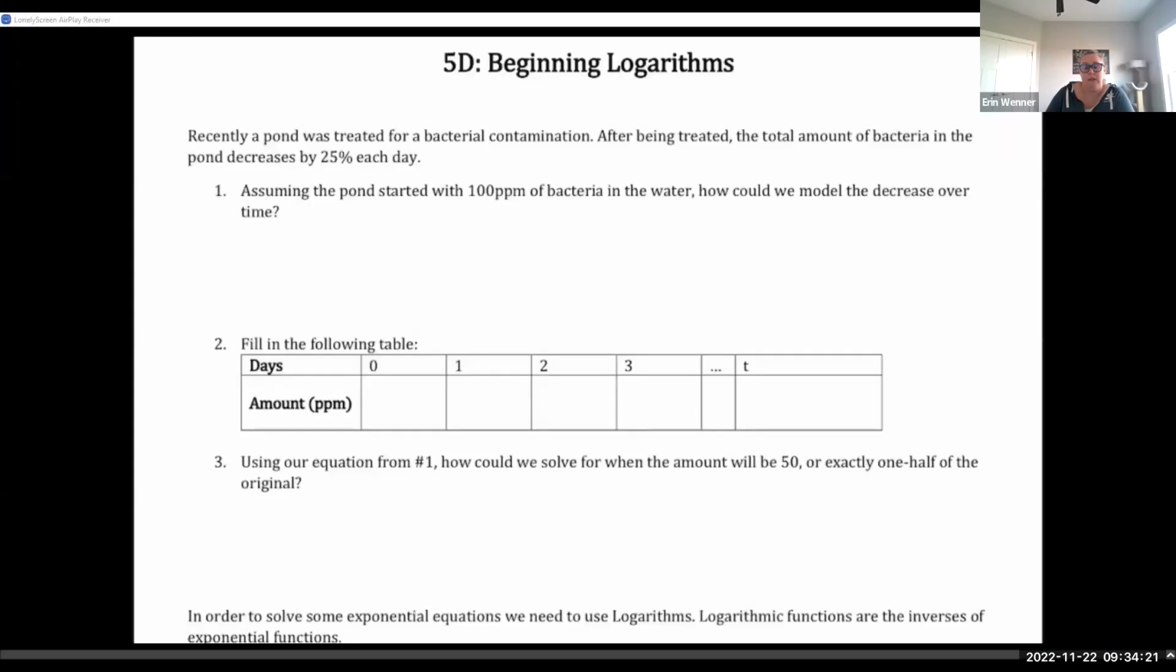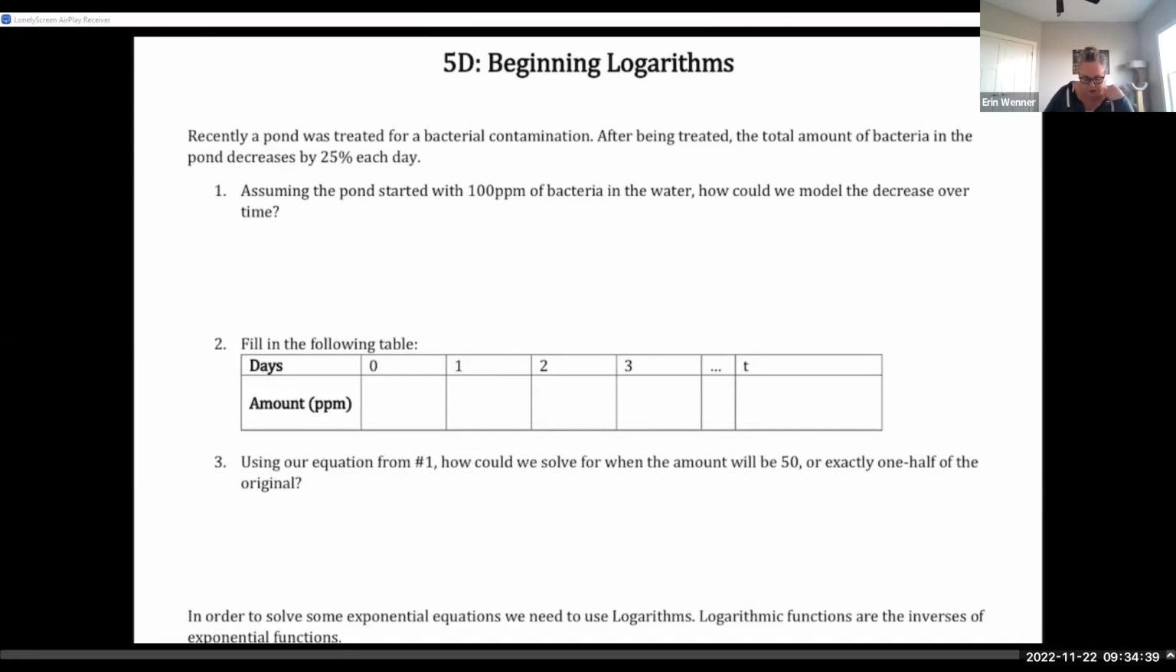All right, I am going to get going. So we are in 5D, we are making the switch from talking about exponential equations to what we call logarithmic equations. And the reason we talk about logarithmic equations is because we need to be able to undo exponential equations. So here's what I'm talking about.